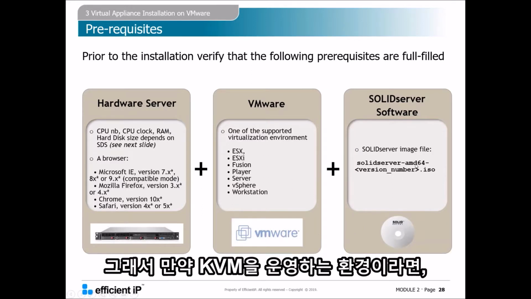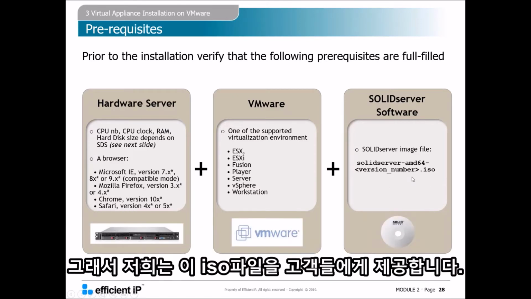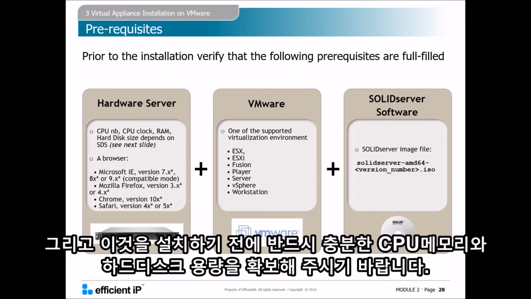So if you have an environment that's running KVM, we can provide the QCOW2 image, or you can install it as a regular virtual environment or virtual appliance in the KVM using our ISO. So we provide this ISO to the clients. And prior to installing that, you make sure you have the necessary CPU, memory, and hard disk size.